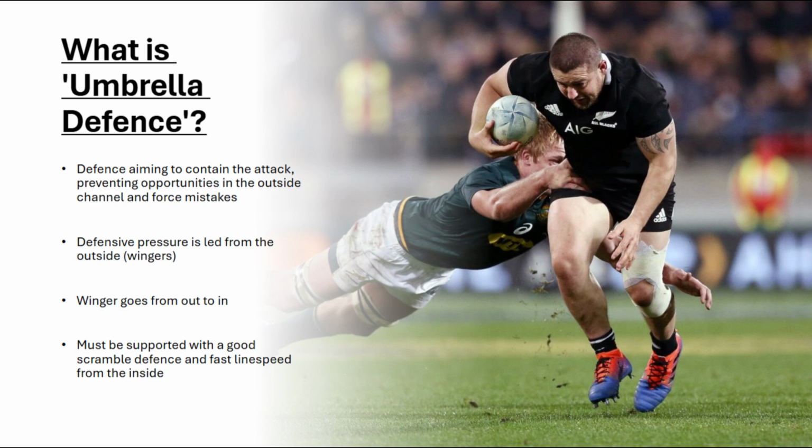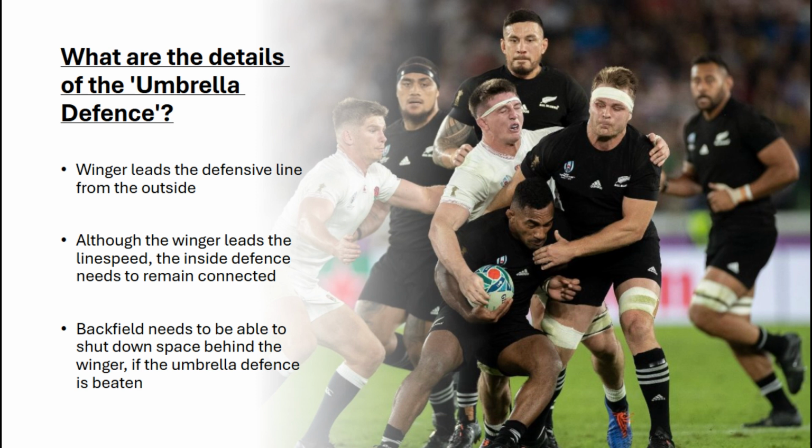It is a defence that aims to contain the attack, create opportunities in the outside channel and force mistakes. So how does it do this? It does this through defensive pressure led from the outside, specifically the wingers, as they work from out to in, looking to force the attack back onto the inside. It must be supported with a good scramble defence and fast line speed from the inside to be an effective defensive structure. So what are the details of the umbrella defence?